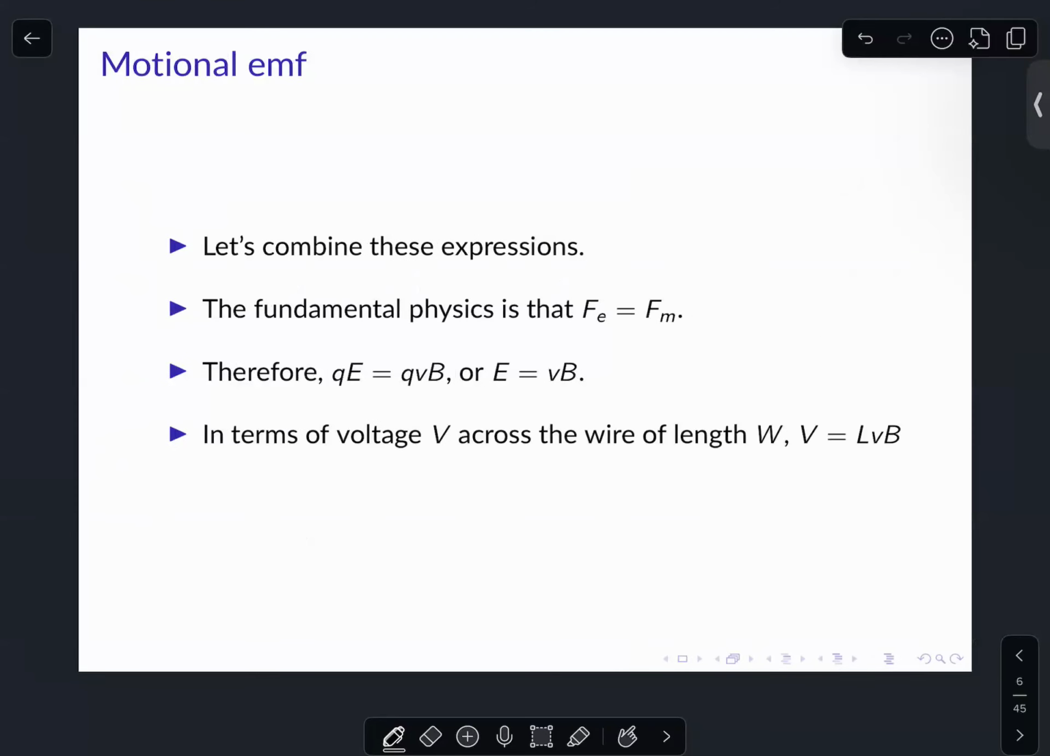Okay, we're going to combine those expressions. I want to get a simple equation. If I say QVB equals QE, that's E equals VB. Yeah, I can divide both sides by Q. So the electric field inside the moving rod had better balance the magnetic force, VB. If I plug in electric field as voltage per meter, I get voltage equals length of the bar times velocity of the bar times magnetic field. V equals LVB.